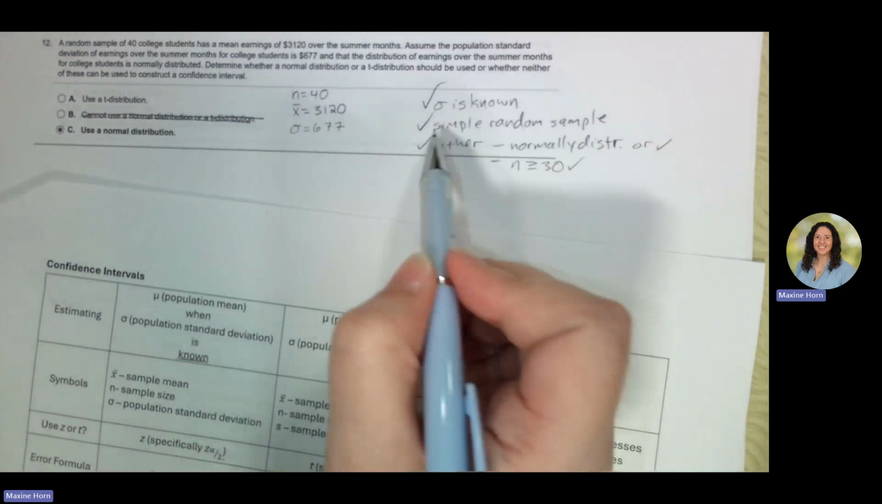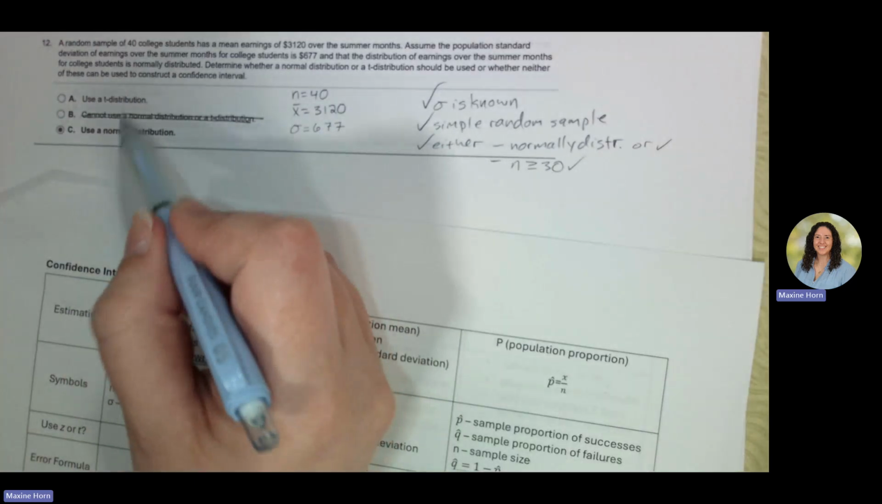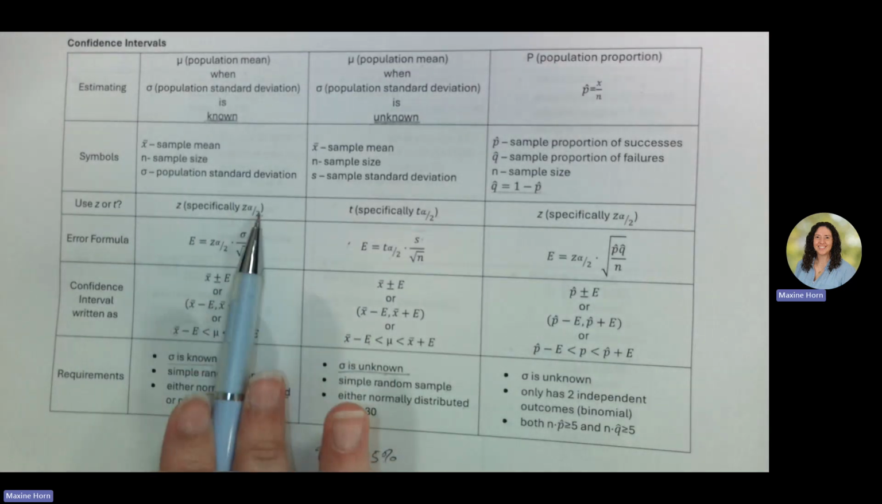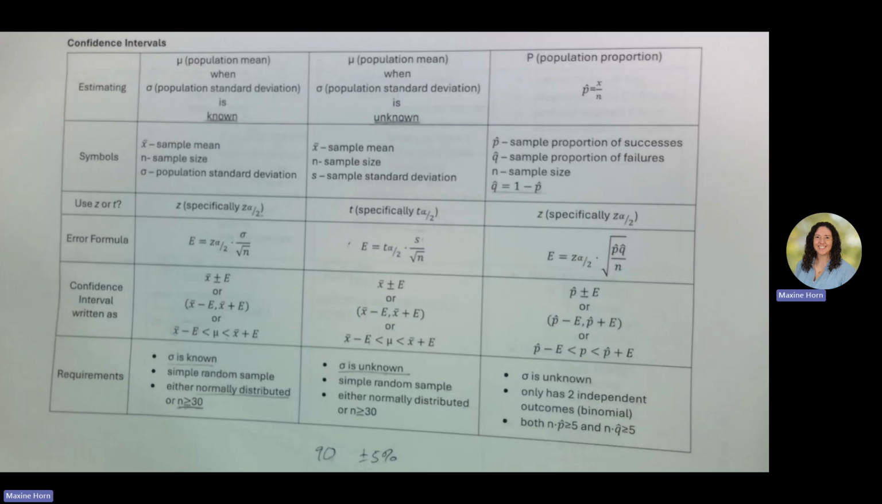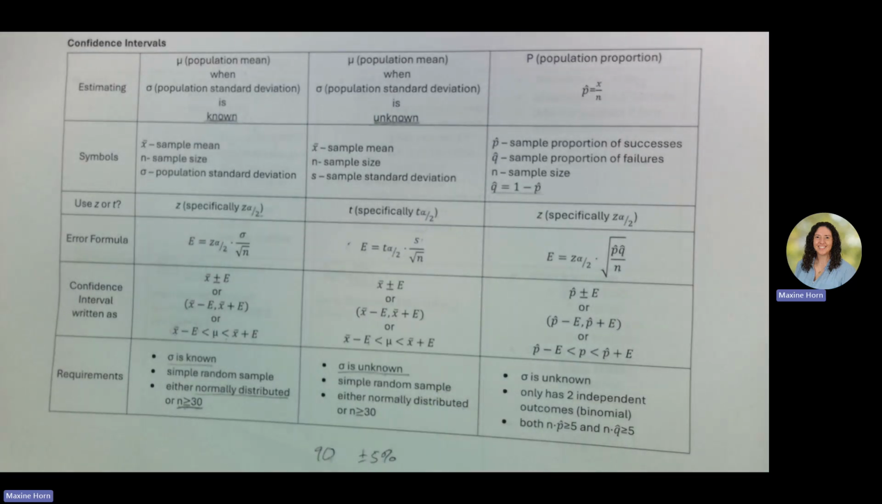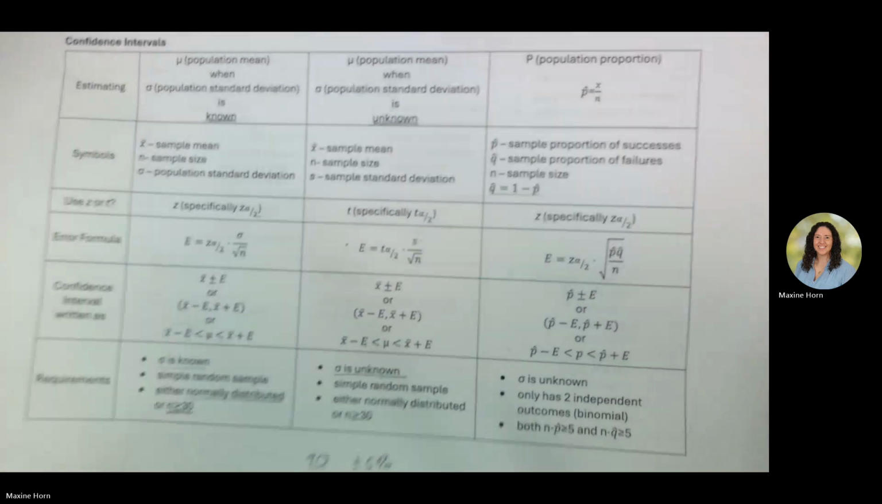And then the reason that we know that it's normal versus t is because if we know our population standard deviation, it's a z-score, which is a normal distribution. If we don't know our population standard deviation, it's a t-score, which is a t-distribution. Okay.